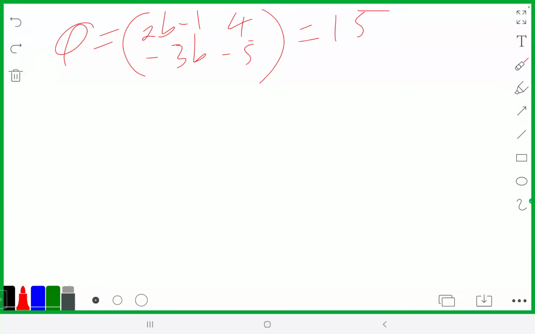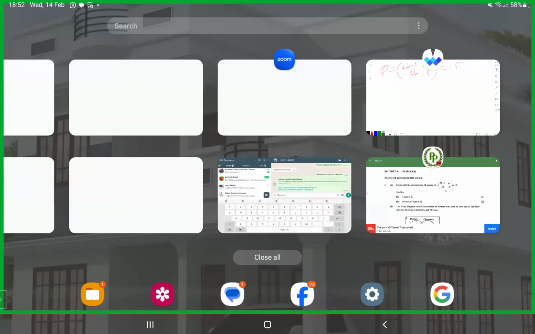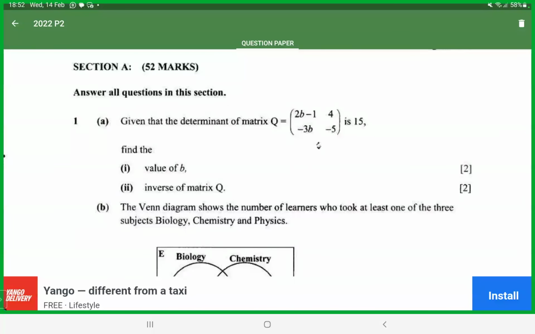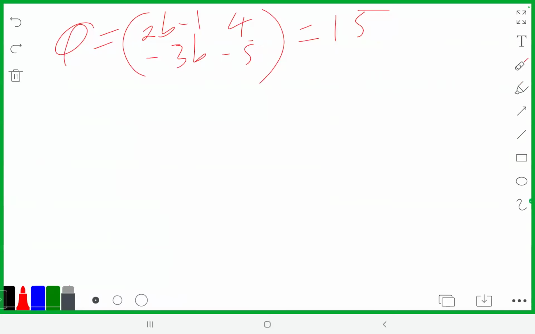Yes, I'm here. Okay, great. The question is saying you have to find the value of B if you are given the determinant being 15 of this matrix. We want to find the value of B. It's very easy. After finding the value of B, we need to find the inverse of the matrix. So let's go ahead and find the value of B. Since we are already given the determinant, it's very easy. We should just know how to find the determinant, and then equate the matrix determinant to the given value. You get the point?